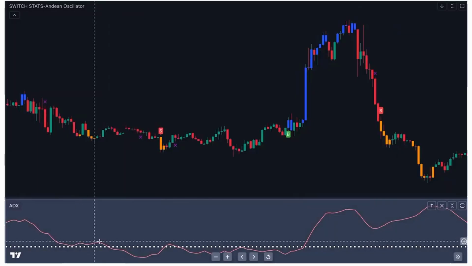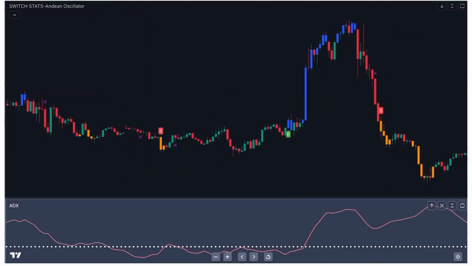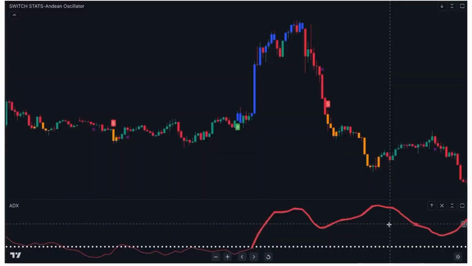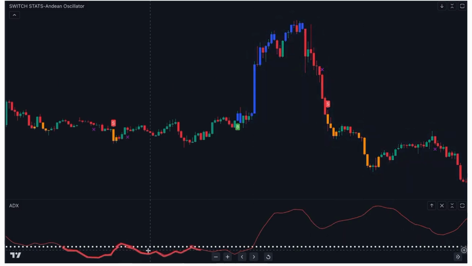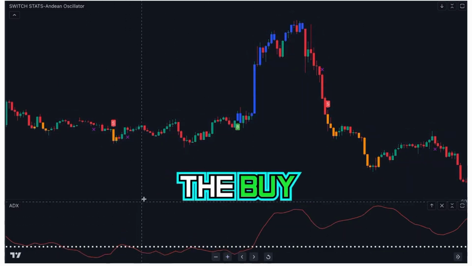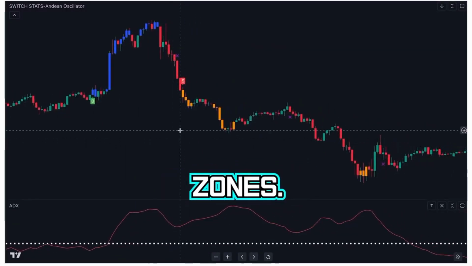The ADX indicator, also called the average directional index, is used to determine confluence in the strength of the trend. When the line is above the 20 level, this is typically considered a strong trending market, and when below the 20 level the trend is considered weak. Using this alongside the buy and sell labels of the Andean oscillator makes for great execution zones.